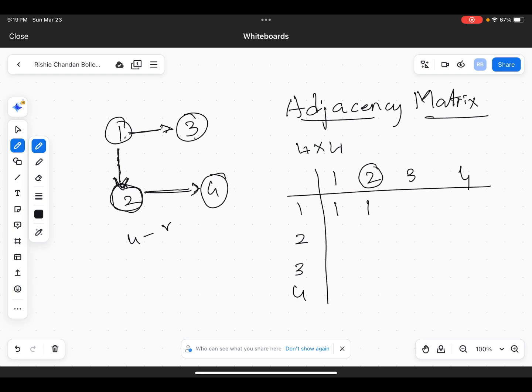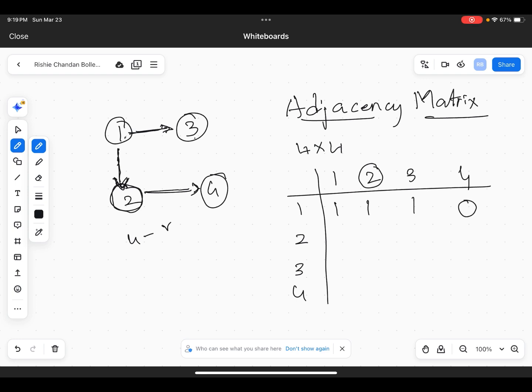And if you look at vertex 3, there's a direct edge between them, and you can reach 3 from 1 because it is directional. So I'll put a 1 again. But is there a direct edge between 1 and 4? There is no edge. So I'm going to put a 0 here.